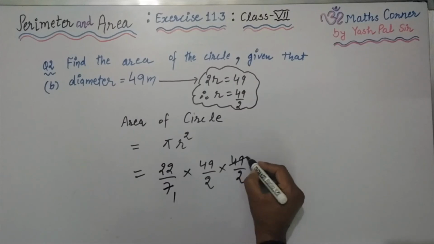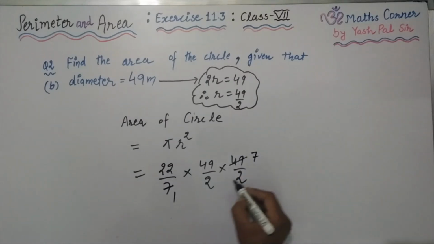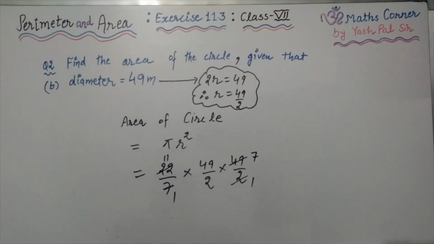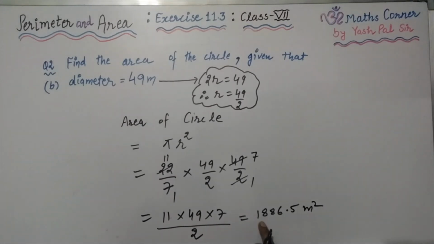Now 7 ones are 7, 7 sevens are 49. Again here 2 ones are 2, 11 twos are 22. Now we are left with only 11 into 49 into 7 divide 2. Finally we have the answer 1886.5 meter square. This is the area of the circle when diameter is 49 meter.